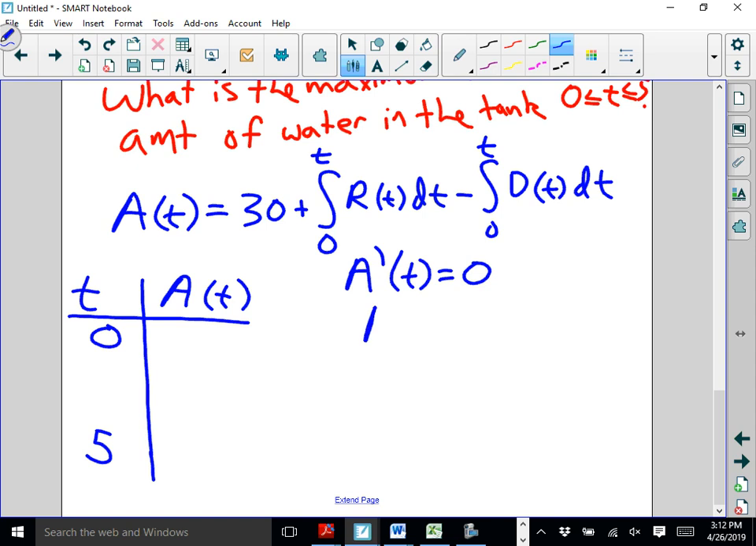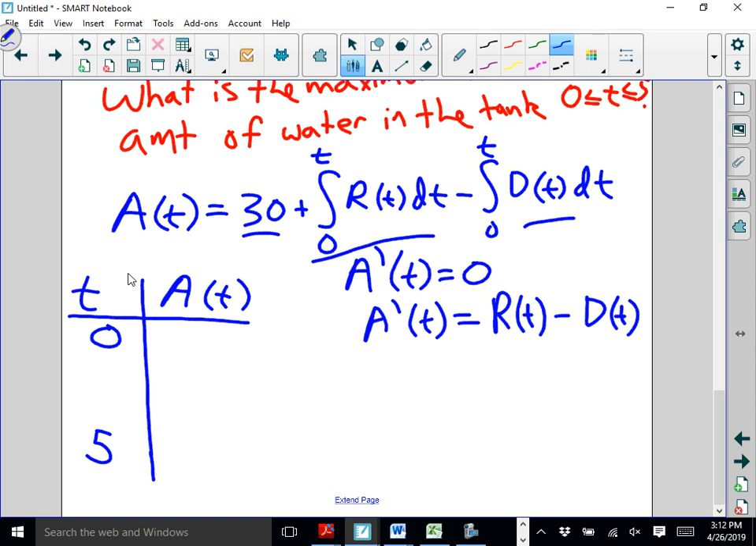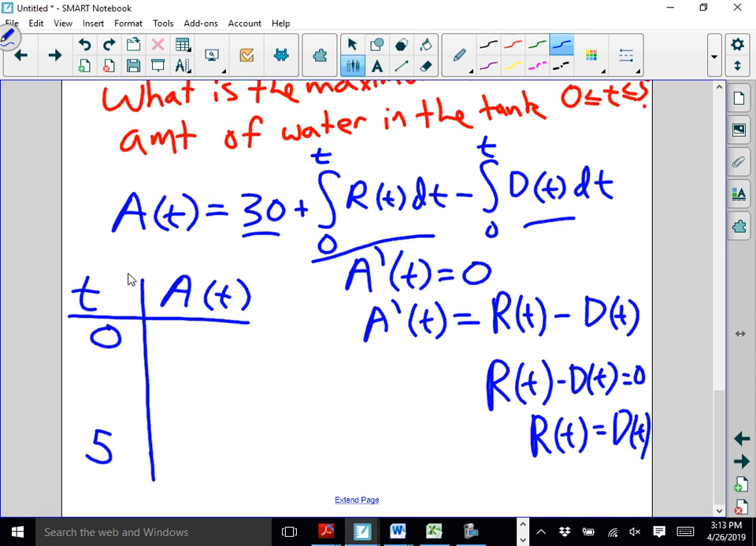Well, A prime would be, well, the derivative of 30 is 0. The fundamental theorem of calculus says the derivative of the integral from 0 to t of r of t dt will simply be r of t. And this derivative will be d of t. Okay? So I set r of t minus d of t equal to 0. Well, to solve this, all I'm going to do is add d of t to the other side. And I'm looking for when r of t equals d of t. That's what I need to figure out. And then I need to plug all of these into my equations to solve.